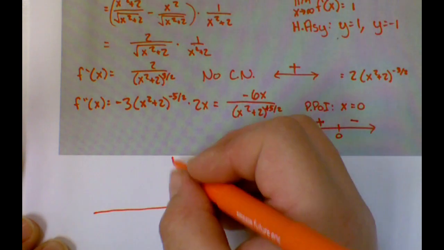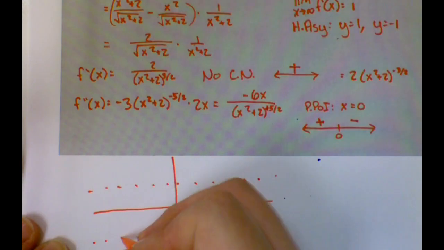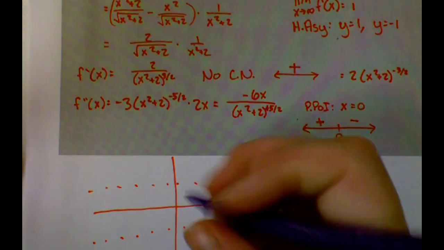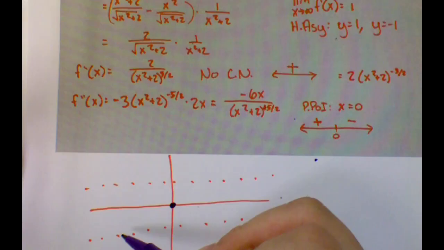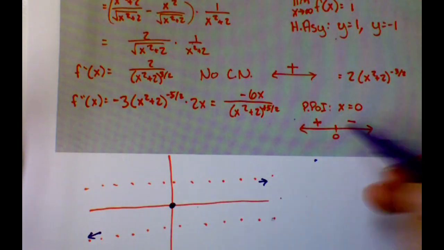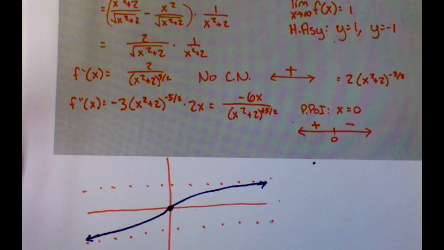So now we can do some graphing. I know I'm going to need horizontal asymptotes at y equals 1 and y equals negative 1. I know that my only x-intercept, and y-intercept too, is at (0, 0). I know that the left side approaches negative 1 and the right side approaches positive 1. I know my graph is always increasing, which works out to connect those. I know I am concave up through here and concave down through here. And there's how my graph is going to look.